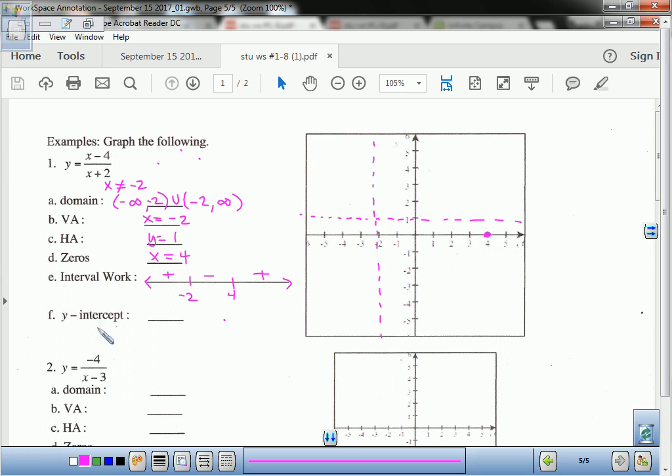Now, let's figure out my y-intercept. I plug in 0 for x. Okay, so you do r of 0, and I get negative 4 divided by 2 is negative 2. My y-intercept is the point (0, negative 2). Okay.